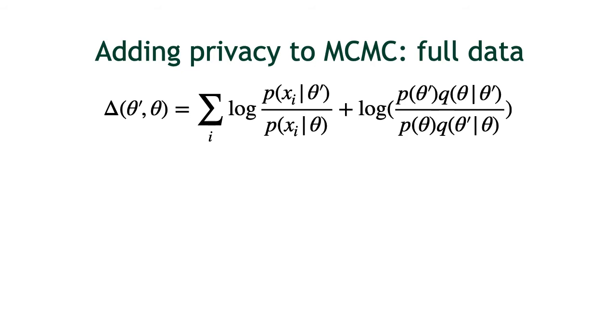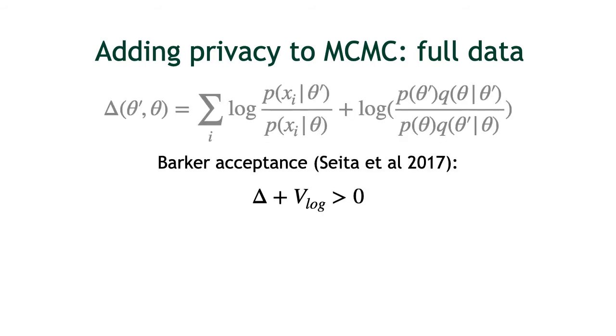Starting with the full data version, what we need from data on each iteration is the log likelihood ratio plus the log prior ratio times the proposal ratio. I'll write these without thetas from now on. What we use in the paper is something called the Barker acceptance test, which boils down to this formula. We calculate the delta from data, add some standard logistic noise, and see if the result is positive. If yes, then we move to the proposed value, otherwise we stay put. This satisfies detailed balance, so you'll end up with the correct distribution asymptotically.